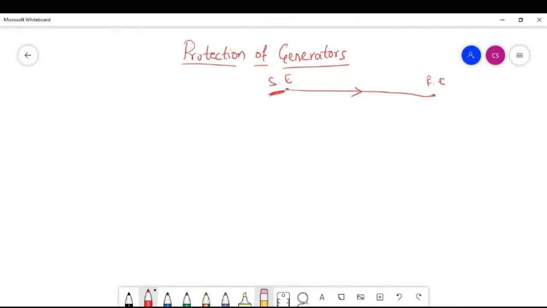Okay. So as we already know, the generator consists of a stator and a rotor. For that reason, we have divided the protection of a generator into stator protection and rotor protection. And also we have miscellaneous protection. For example, overvoltage protection, and if you want to do some protection regarding the speed, then we are going to call it overspeed protection. Those protections will come under miscellaneous protection.